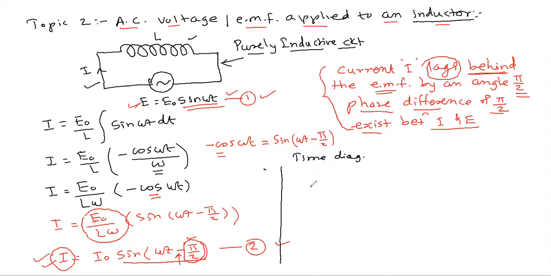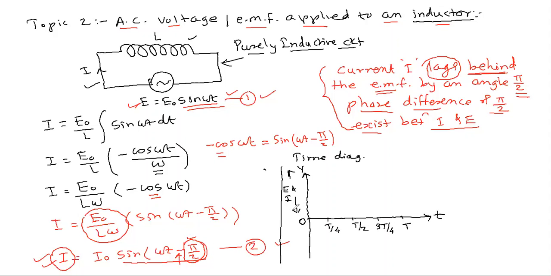So, the time diagram here. I need the time axis along the x axis, and along the y axis the EMF E and the current I. Starting from this one, again you divide the total time period into 4 parts, that is T by 4, 2T by 4 which means T by 2, 3T by 4, and T.